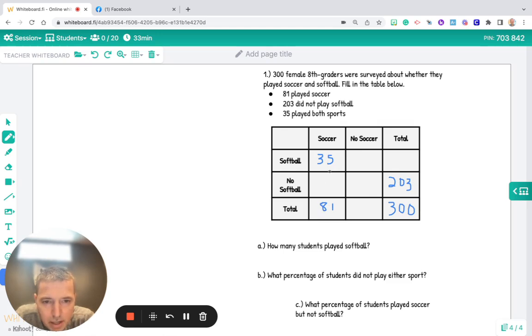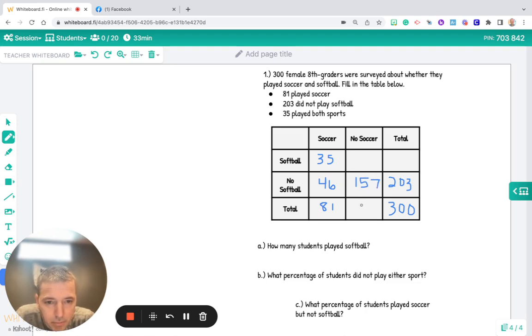So if these two boxes have to add up to 81, I can subtract 81 minus 35 to get this box, right? And that's going to be 46. So 35 plus 46 makes 81. That works, yep. Now let's do one of these going across. So 46, the no softball plus the no soccer has to make 203. So to get this box in the middle, I can do 203 minus 46, and that's going to be 157.